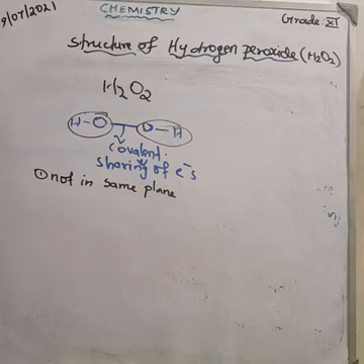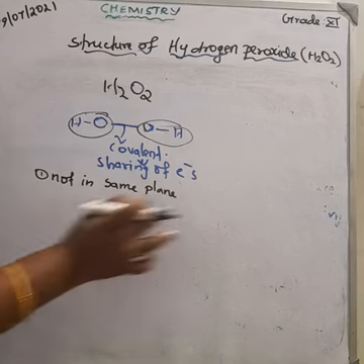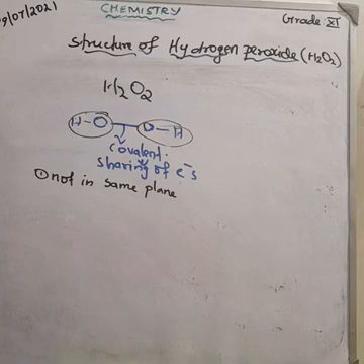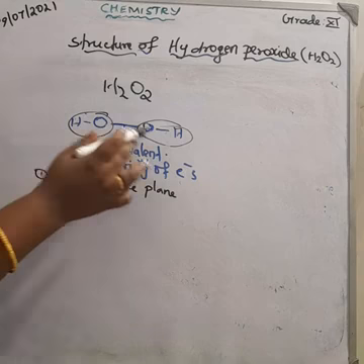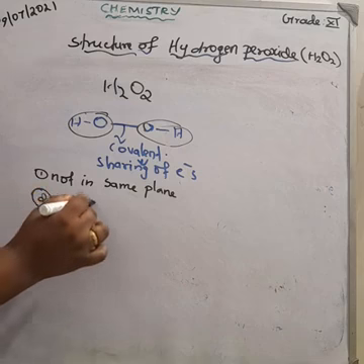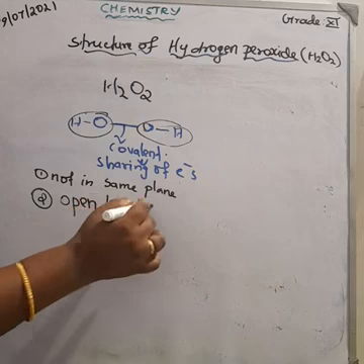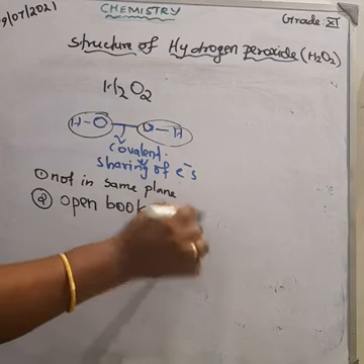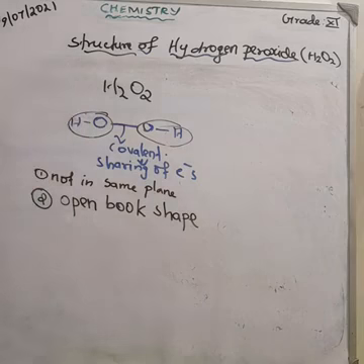One way of explaining the shape of hydrogen peroxide is that the hydrogen atoms lie on the pages of a partly opened book. The two hydrogen atoms are connected to the oxygen atoms. These two hydroxyl groups do not lie in the same plane.